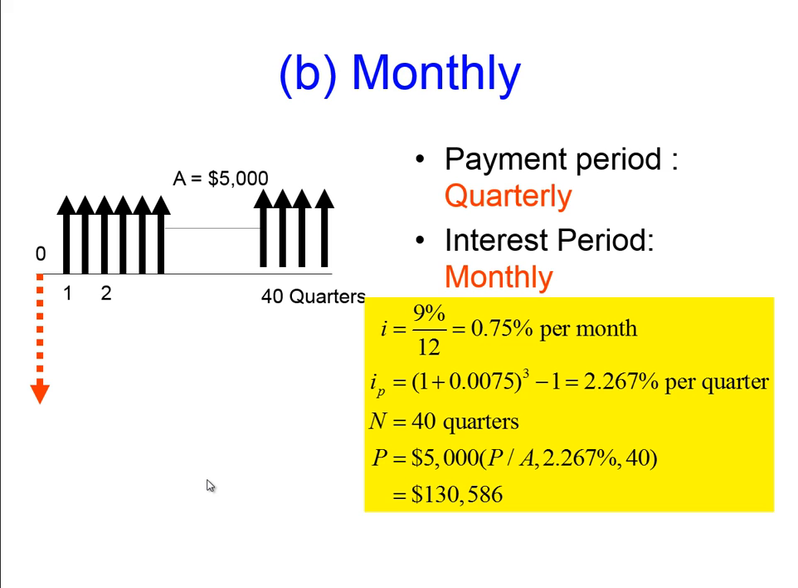Based on that, P will equal A, which is 5,000, multiplied by the factor. Now with a new interest rate, which is 2.267% and 40 payment periods. The overall present value will equal $130,586.